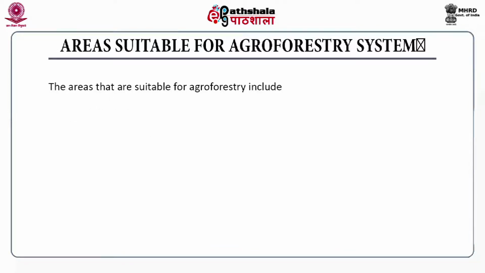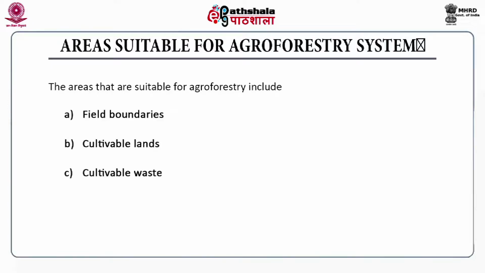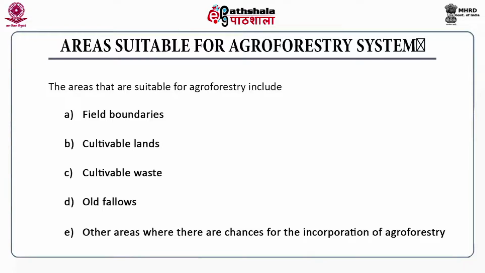Now, the different areas that are suitable for agroforestry system. The areas that are suitable for agroforestry include field boundaries, cultivable lands, old fallows, and other areas where there are chances for the incorporation of agroforestry.